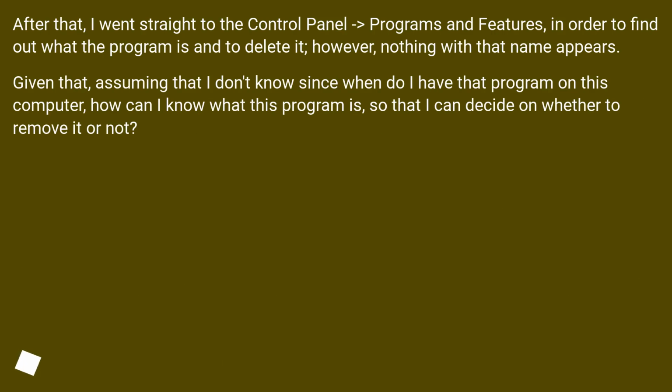After that, I went straight to the control panel and Programs and Features, in order to find out what the program is and to delete it. However, nothing with that name appears. Given that, assuming that I don't know since when I have that program on this computer, how can I know what this program is, so that I can decide on whether to remove it or not?